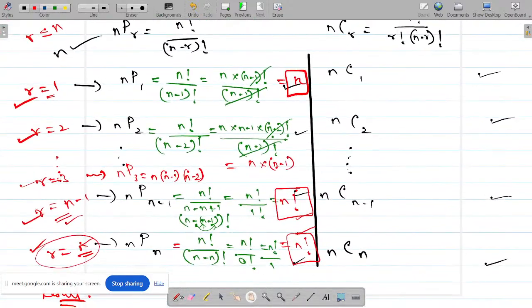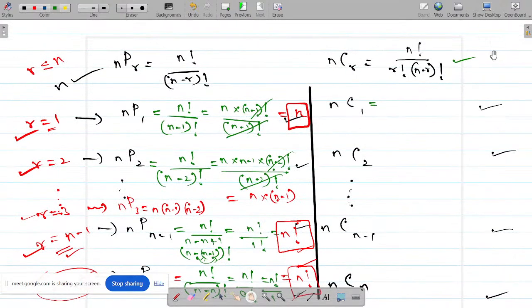Let's do it for nC1. You're going to substitute over here, but anyway, what value will I get here? nCr is nPr divided by r factorial, right? Please tell me. nPr is n here, divided by r factorial, 1 factorial.